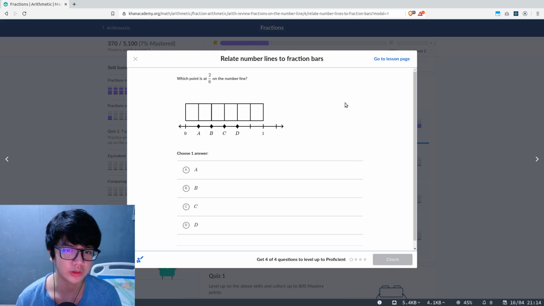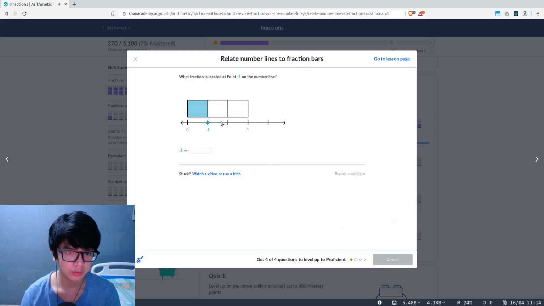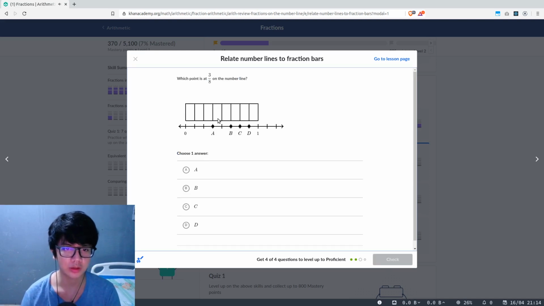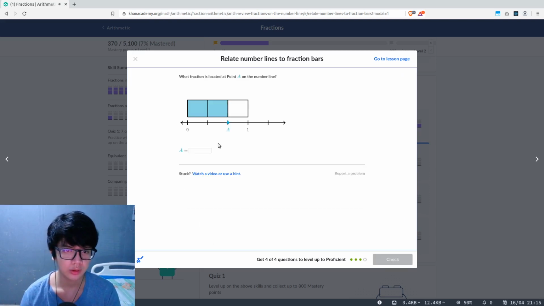Which point is at 2/6 on the number line? Oh, it's going to be B. What fraction is located? It's 1/3. Which point is at 3/8 on the number line? Oh, it's A. It's going to be 2/3.